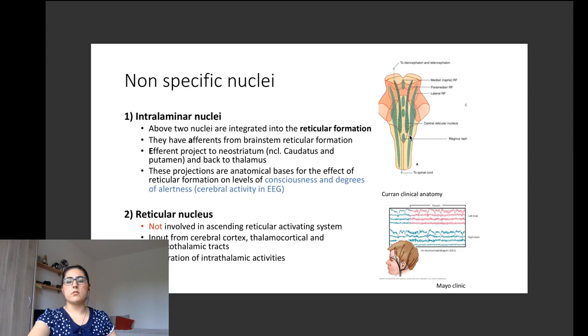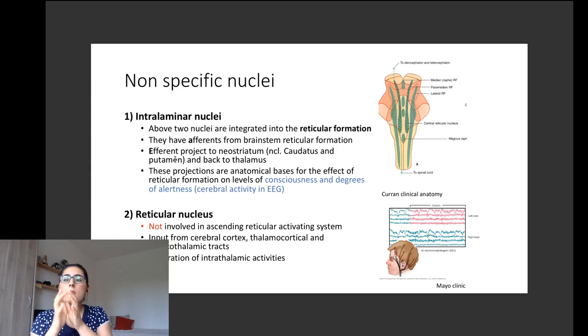So now we know what it is. This intralaminar nuclei is going to receive afferent information from the reticular formation. Makes sense, right? Because the thalamus would be somewhere on top. So it's going to have afferents from the reticular formation going into the thalamus, and then efferents, exiting the thalamus, are going to project to the neostriatum, so nucleus caudatus and putamen. You need to know this intralaminar nucleus is extremely important. Why?